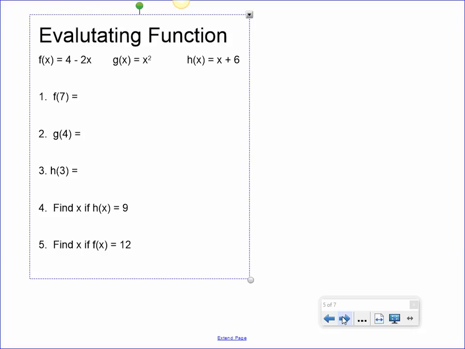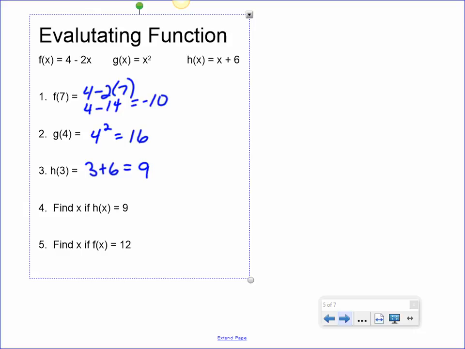Okay, some other things might be asked too. Might see different notation. It might say f of 7. Well, that really means plug in a 7 into the x of f. So I'd have 4 minus 2 times a 7. So that's 4 minus a 14. That would give me a negative 10. Okay, if I ask for g of 4, I'm simply plugging in a 4 for the g function. So I'd be taking 4 squared, which is 16. H of 3, I'm going to plug in a 3 for the x on the h function, so it'd be a 3 plus a 6, which is going to give me a 9.